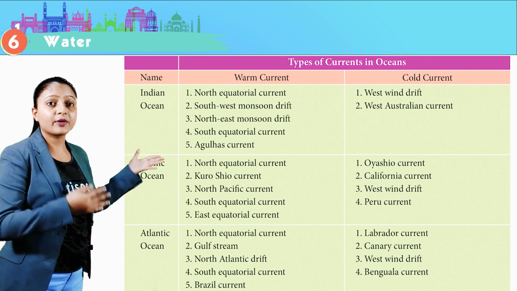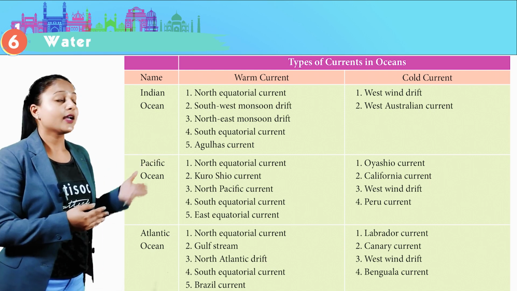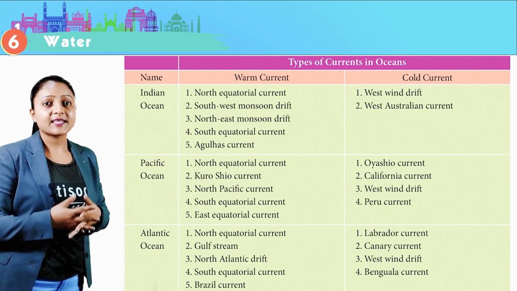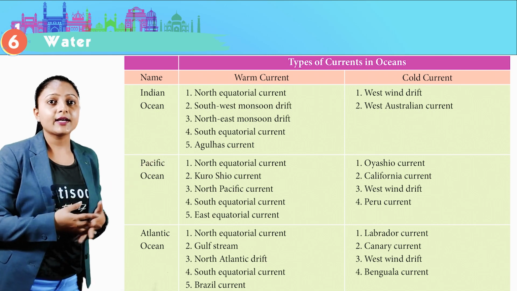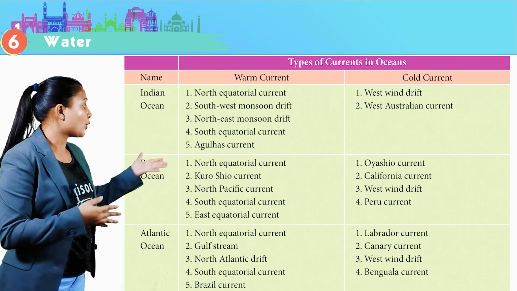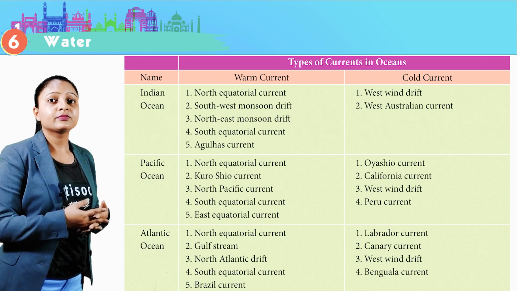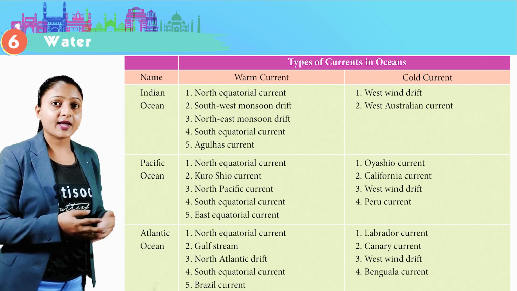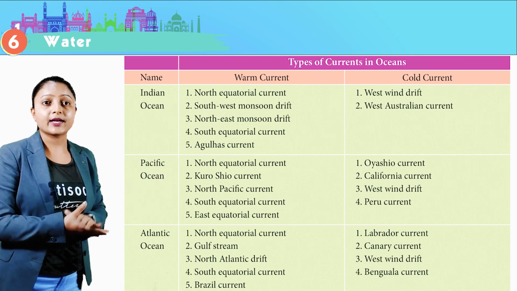Pacific Ocean. Warm current: north equatorial current, Kuroshio current, north Pacific current, south equatorial current, east equatorial current. Cold current: Oyashio current, California current, west wind drift, Peru current.